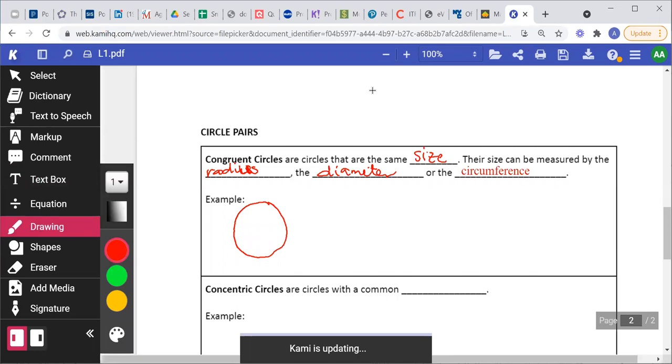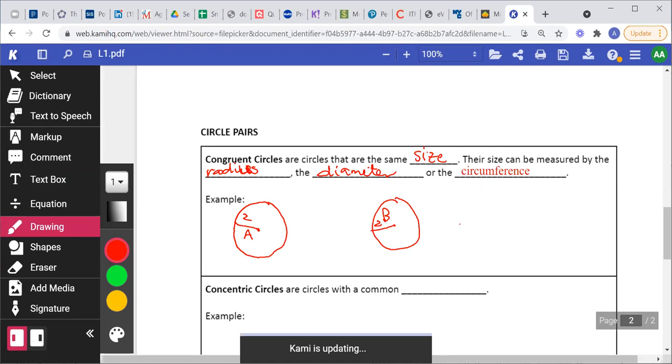Okay. So here, if I have this circle with center A, so this is circle A, and then I have another circle here with center B. If these two circles are congruent, that means they're going to have the same size. They're going to have the same radii. If this is 2, this has to be 2. In terms of diameter, if the diameter is 4, here the diameter has to be 4.